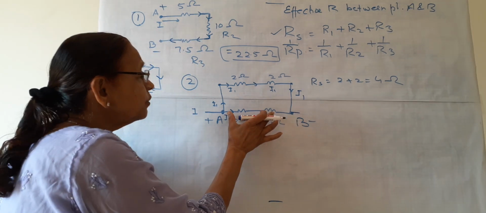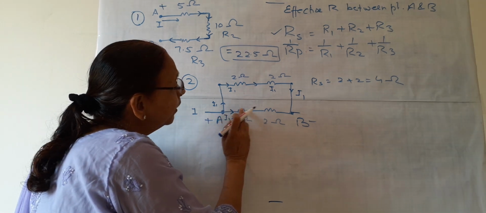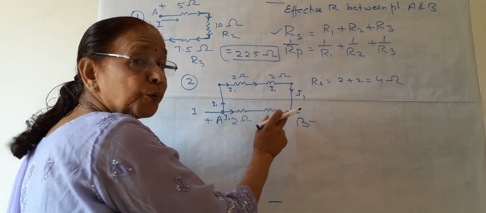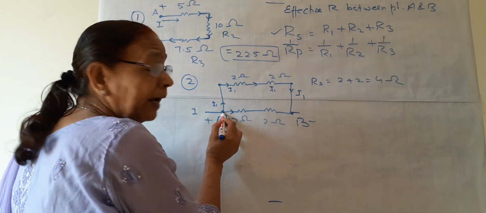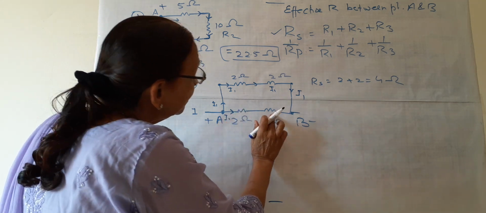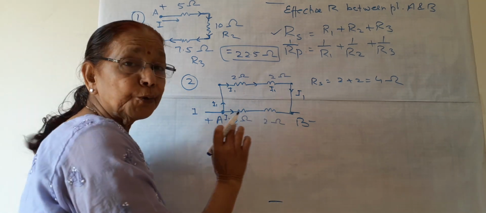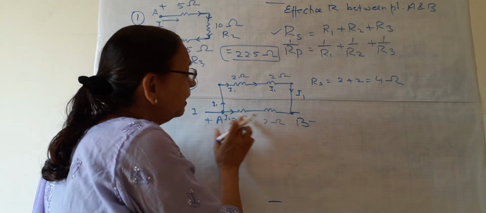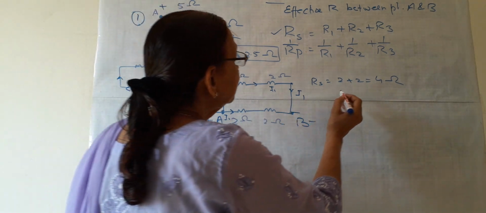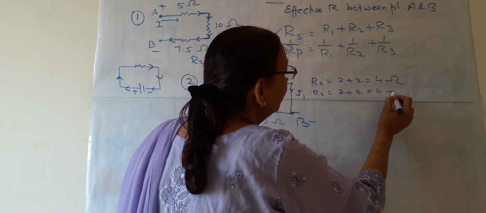Likewise here, these two are in series because this I2 current will be going like this up to B and there is no different road in between. Once it is divided here, it will go straight to this resistor as well as to this resistor. Both have the same current I2. When the current is the same, they are in series. So the lower one, 2 plus 2 is equal to 4 ohm.